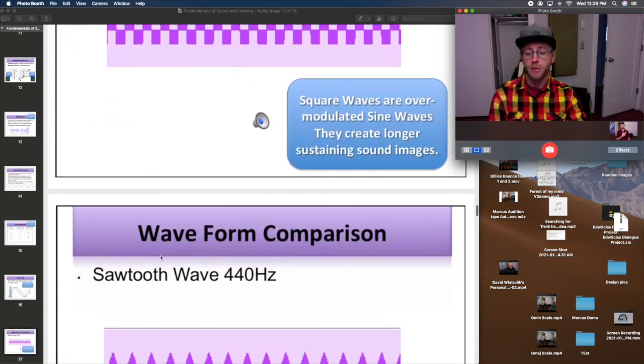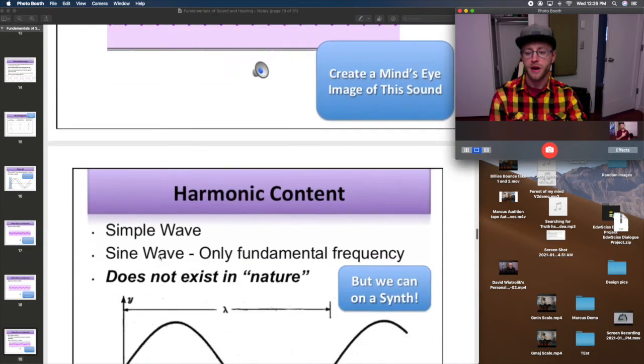All right, so we'll skip over this waveform stuff. This is more synthesizer thingies.